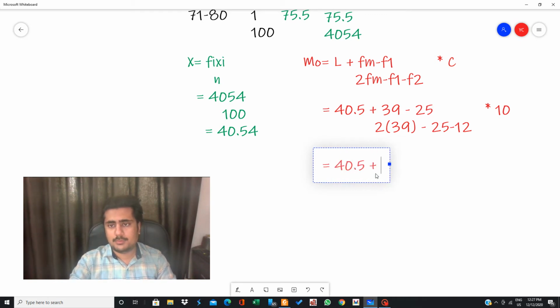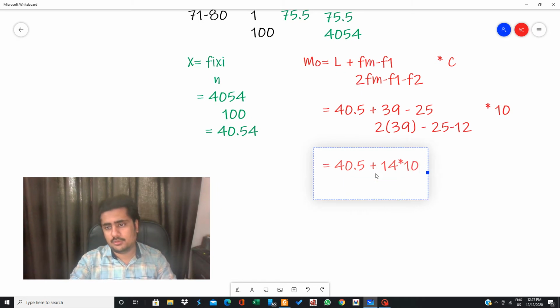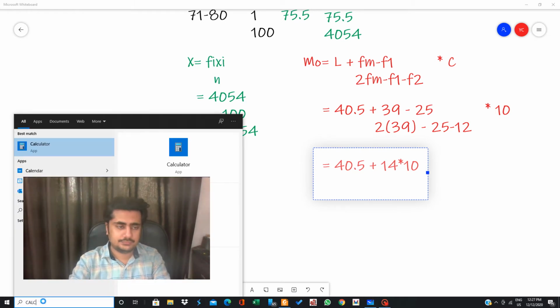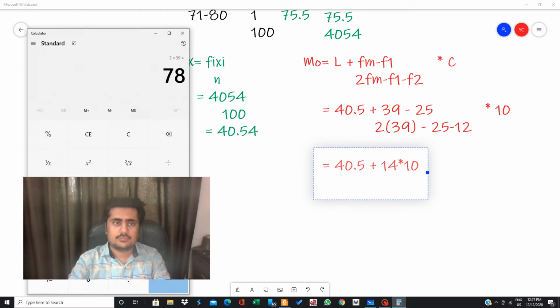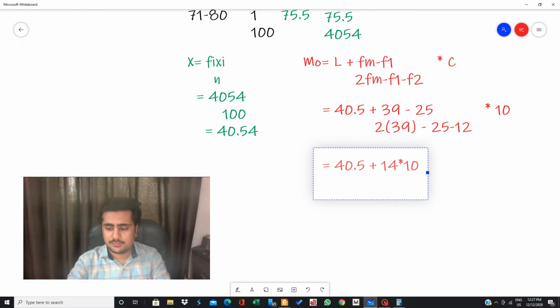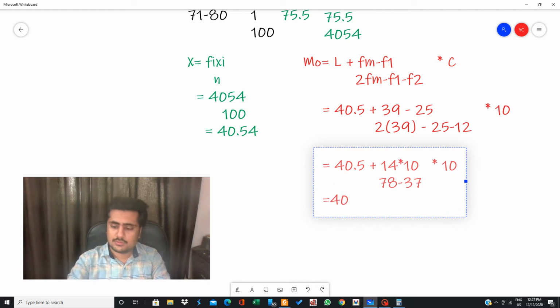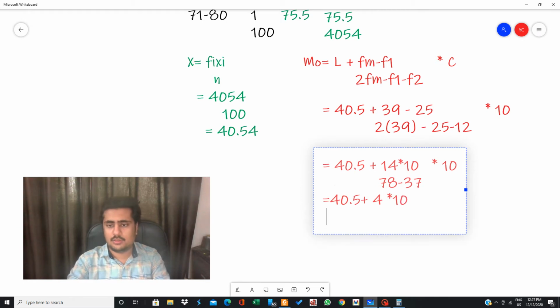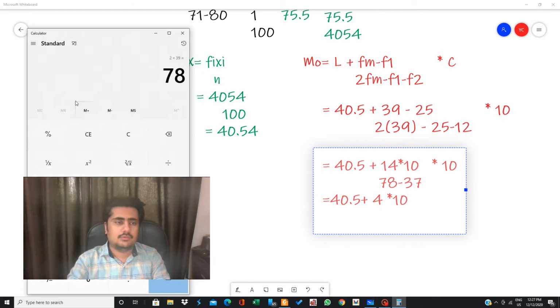So this is 40.5 plus 14 into 10 upon. Now what is 2 into 39? 78 minus 37 into 10. 3.5 plus 4 into 10 upon, what is 78 minus 37? 41.